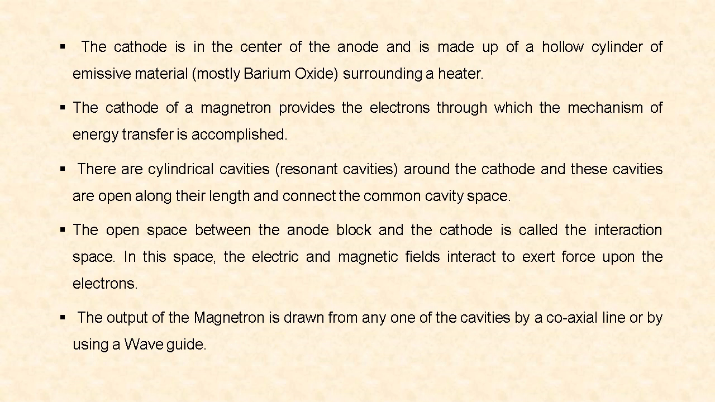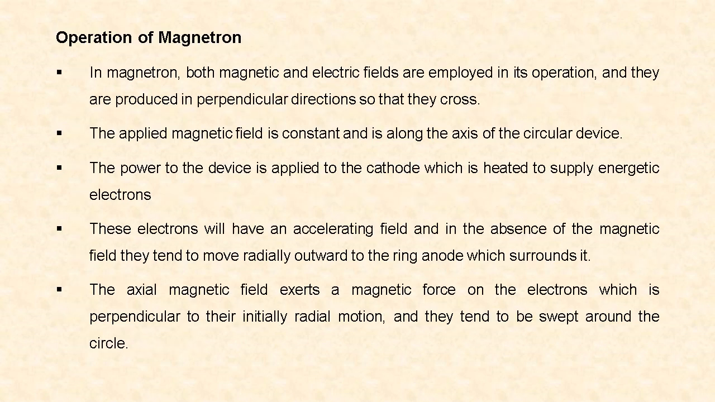In this space, the electric and magnetic fields interact to exert force on the electrons. The radio frequency output from the magnetron can be drawn from any one of the cavities by using a coaxial line or by using a waveguide. Next, let us see the operation of magnetron. In the operation of magnetron, both magnetic and electric fields are employed and they are produced in perpendicular directions so that they cross. Hence they are called cross-field tubes.